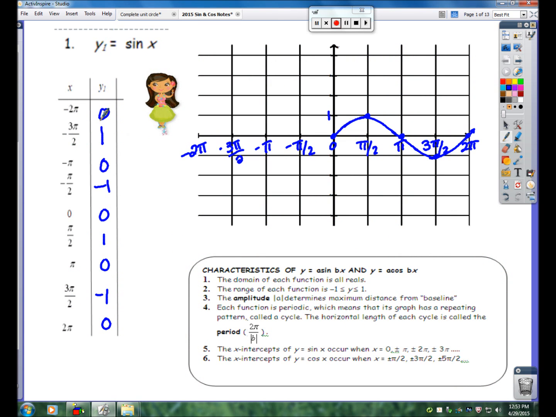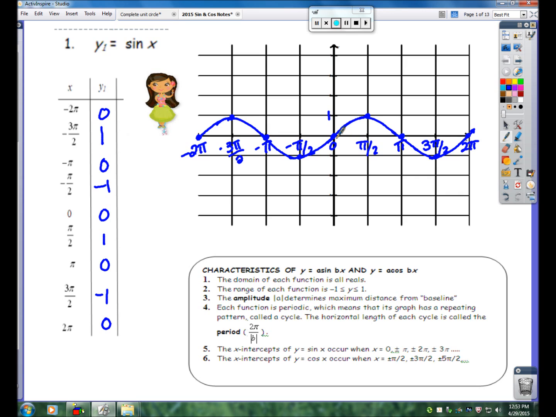So let's finish our graph. At negative pi over 2, we're down at negative 1. At negative pi, we're at 0. At negative 3 pi over 2, we're at 1. And at negative 2 pi, we're back at 0. So we've done one positive and one negative period.